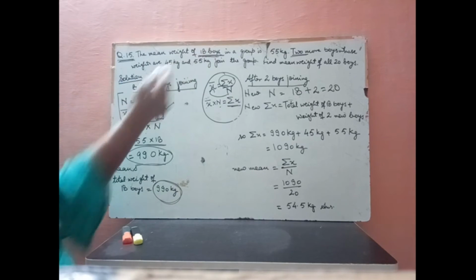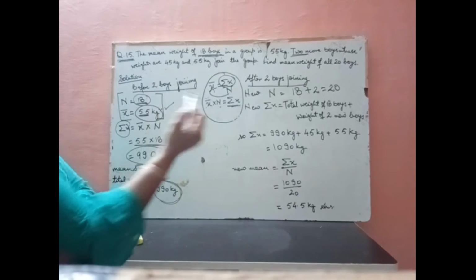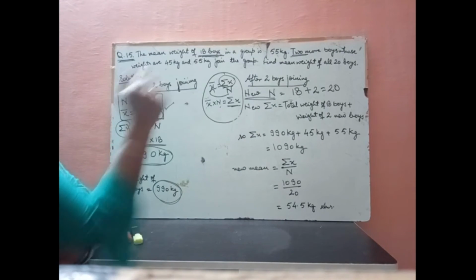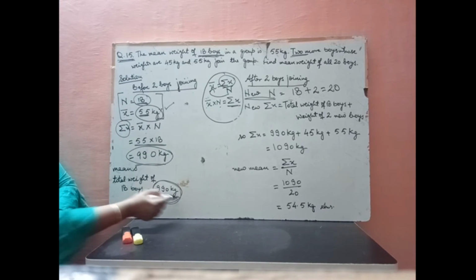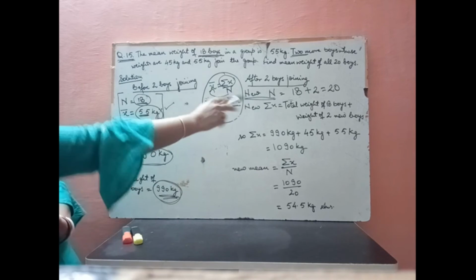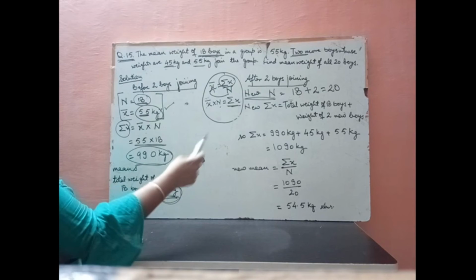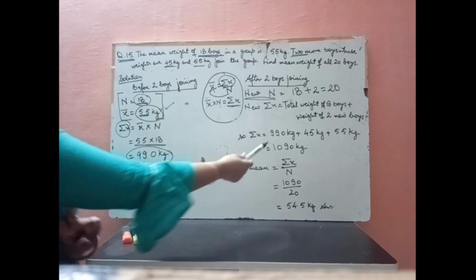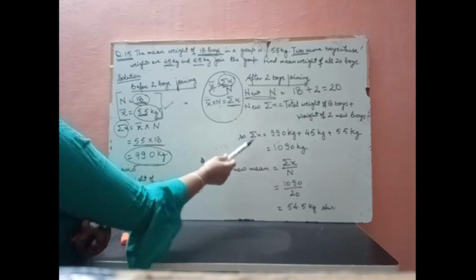The condition is 2 boys join the group. So after joining of 2 boys, the new number of observations will be 18 plus 2, 20. New sum of observations will be the old weight plus the new weights 45 and 55. So the new sum of observations will be 990 plus 45 plus 55. So we get from here 990 kilogram plus 45 kilogram plus 55 kilogram. The total sum of observations is 1090 kilogram.